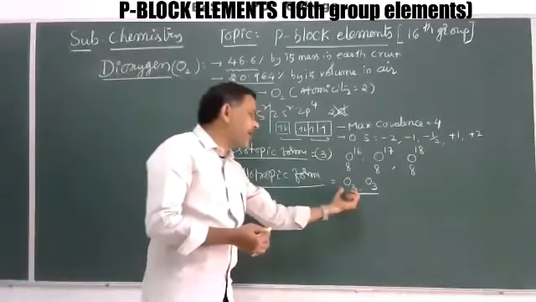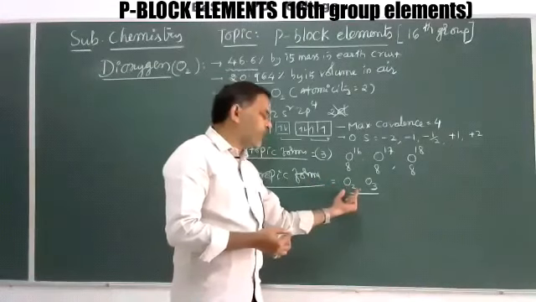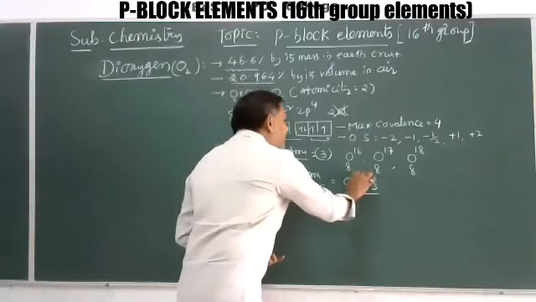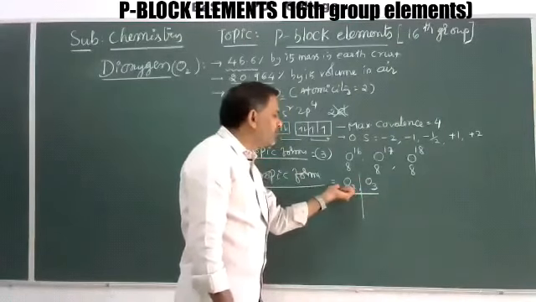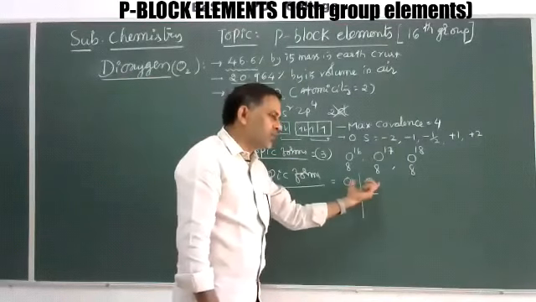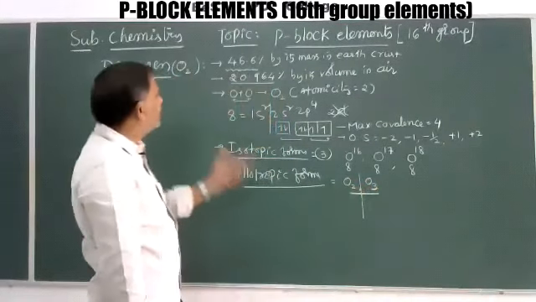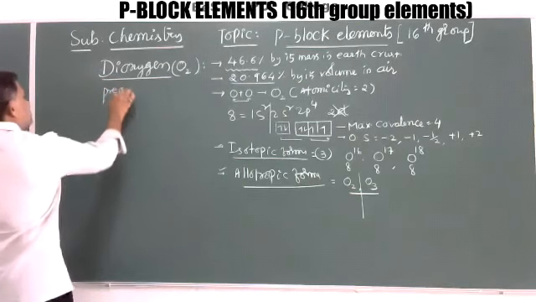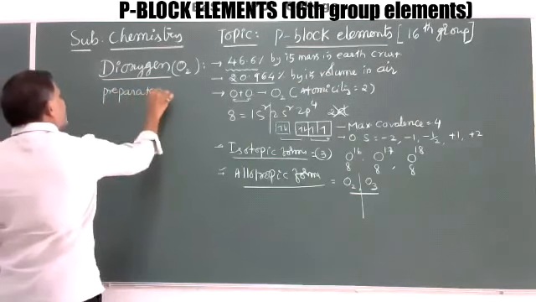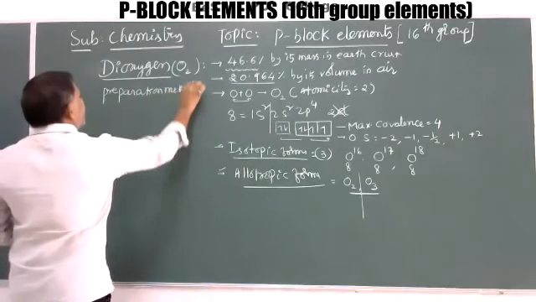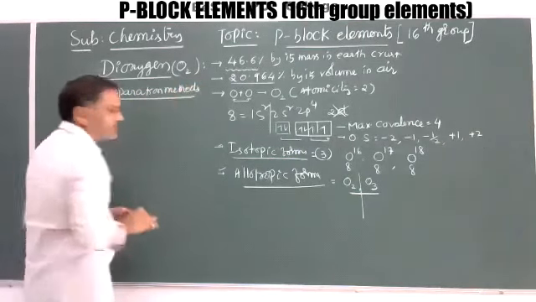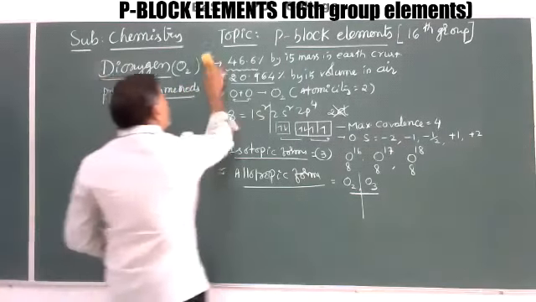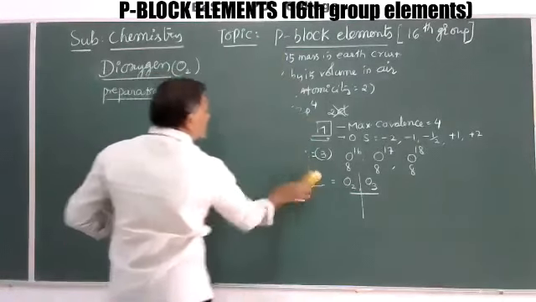How to prepare dioxygen? What are its important physical and chemical properties, and uses? Then the simple oxides of oxygen, then ozone. These are some important compounds of oxygen. First is the preparation method of dioxygen. Generally, dioxygen is prepared by thermal decomposition of oxides.